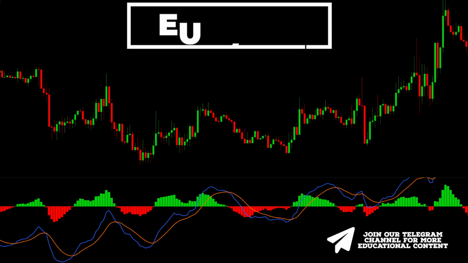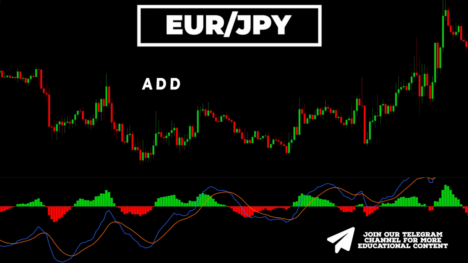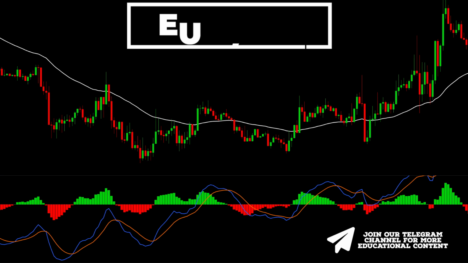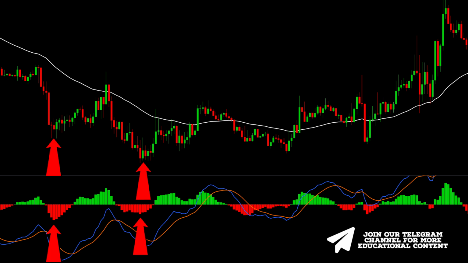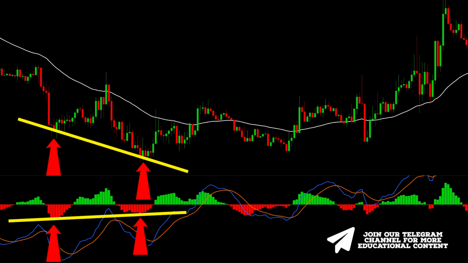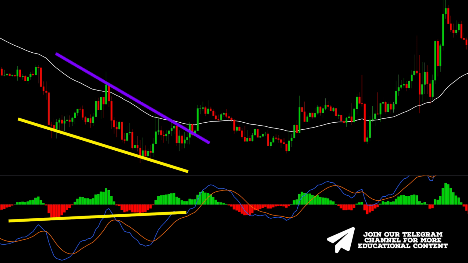So, here's Euro-Yen. As of now, let's add the exponential moving average with the length of 50 to the chart. As you can see, the price has made a lower low, while the indicator's histogram has made a higher low. So, we caught a bullish MACD divergence. Now is a very important point. We should draw a trend line along the top and wait for a breakout of it to confirm that our divergence is true. Moreover, the price should also be above the 50 EMA to confirm bullish conditions.